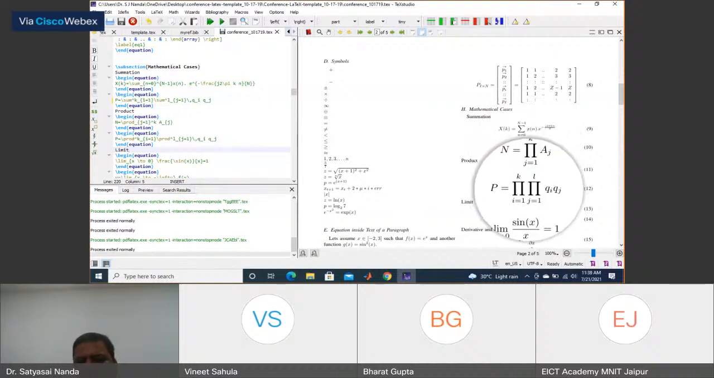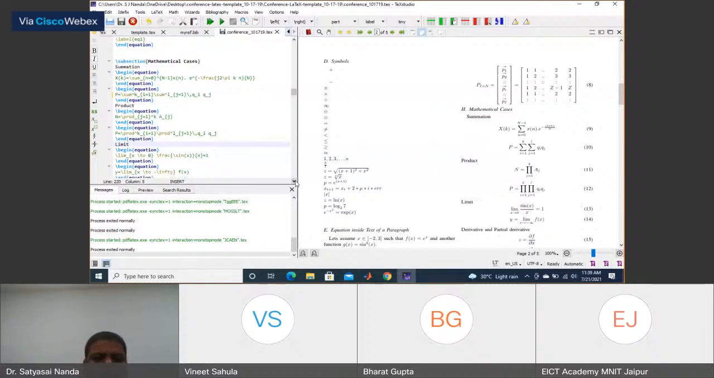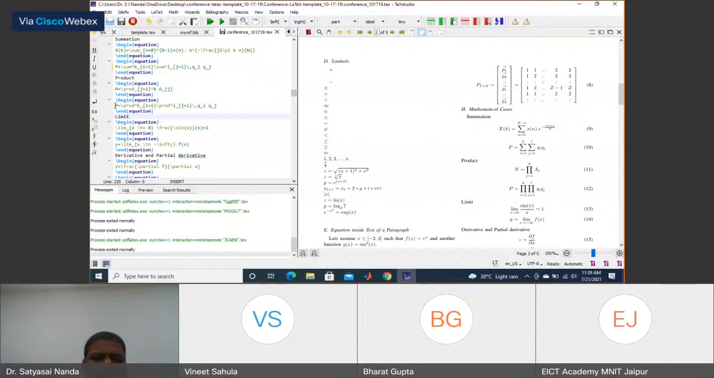Similarly over here, the double product, that is i is equal to 1 to k and j is equal to 1 to l, qi qj. So over here, this is about the double product. P is equal to product.